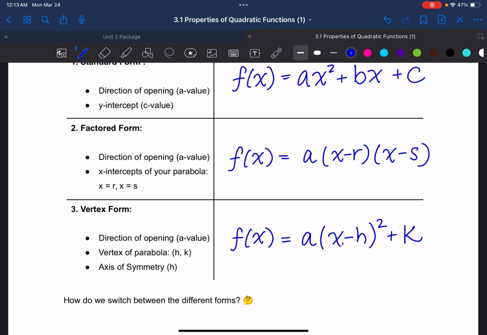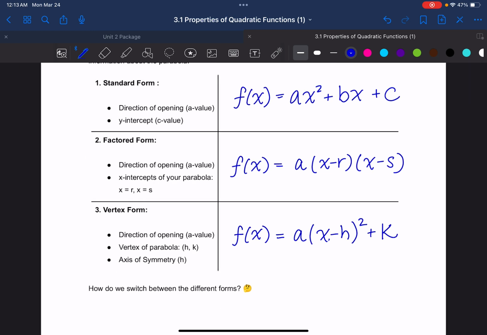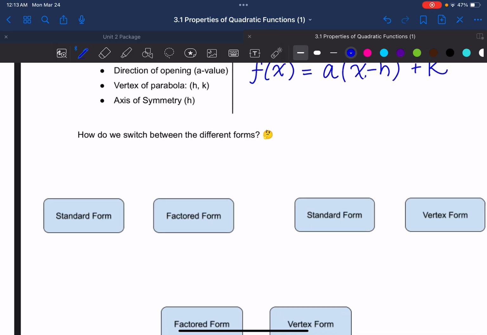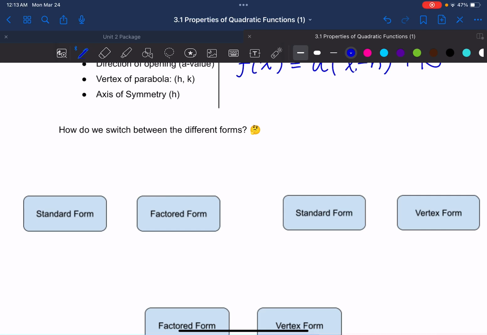So that's the breakdown of the three forms, and you can always switch between the forms. So how we can go between the forms, we have to use some different methods. So for example, if I want to go from standard form to factored form, I need to do factoring. So I need to either use product and sum or a ratio method.